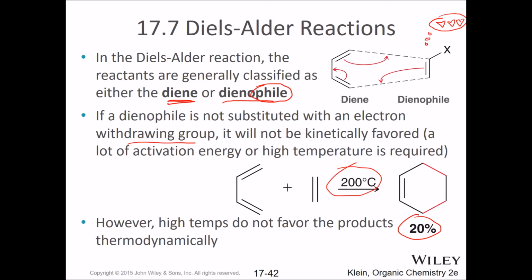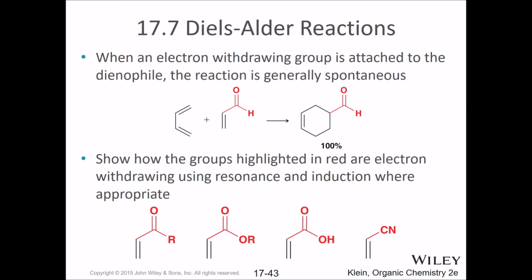All right, so what does that mean? I just threw a term in there. Electron withdrawing group. What is an electron withdrawing group? Well, it's going to be something that pulls electrons away, right? So let's look at some examples. When an electron withdrawing group is attached to the dienophile, the reaction is generally spontaneous.